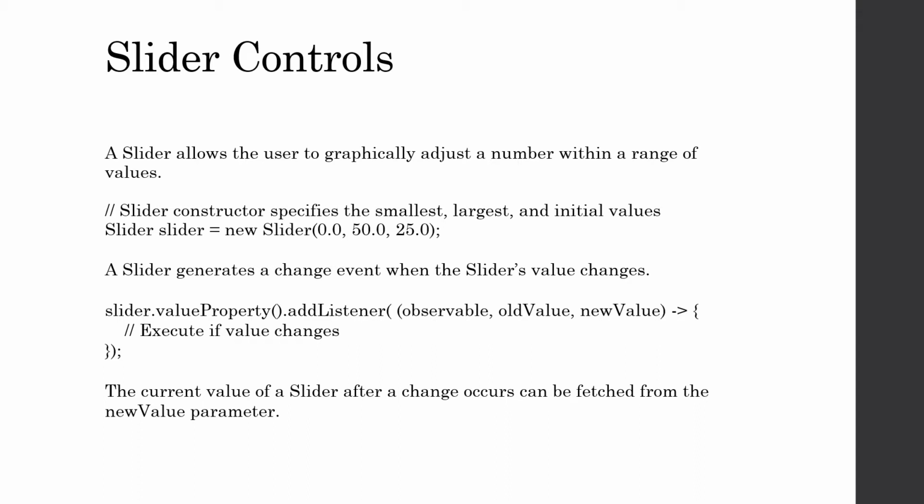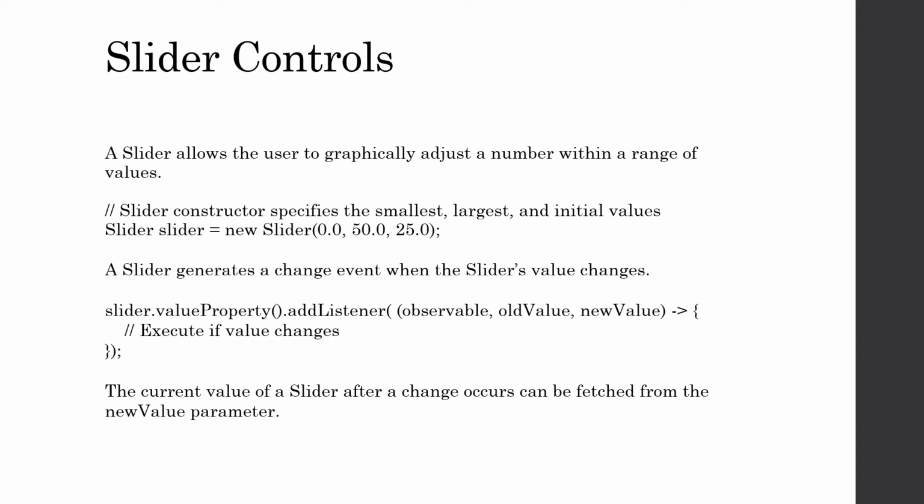So this is going to be used to display a control in the application window that allows you to graphically adjust a number within a range of values. So you've likely seen a slider before. It's just kind of a bar with a knob that you can move back and forth to adjust some value. Most commonly you probably see this when you're trying to adjust the volume on a computer or maybe on your phone. You'd see a slider control that comes with that.